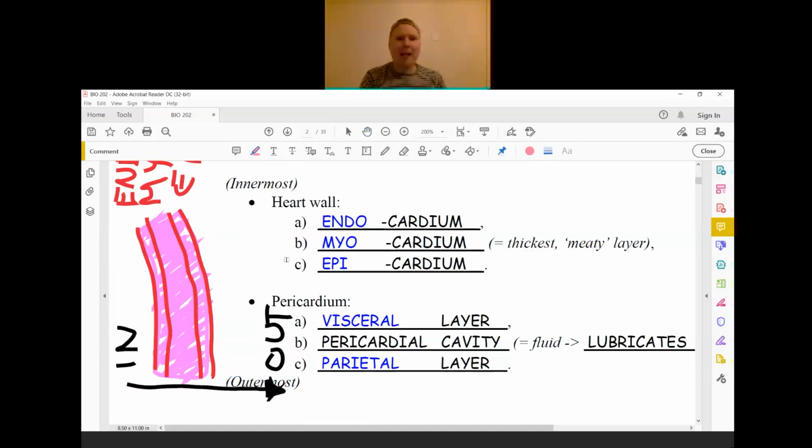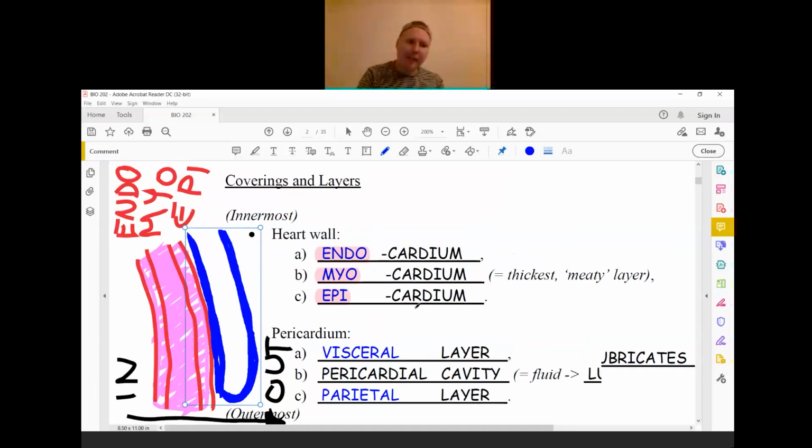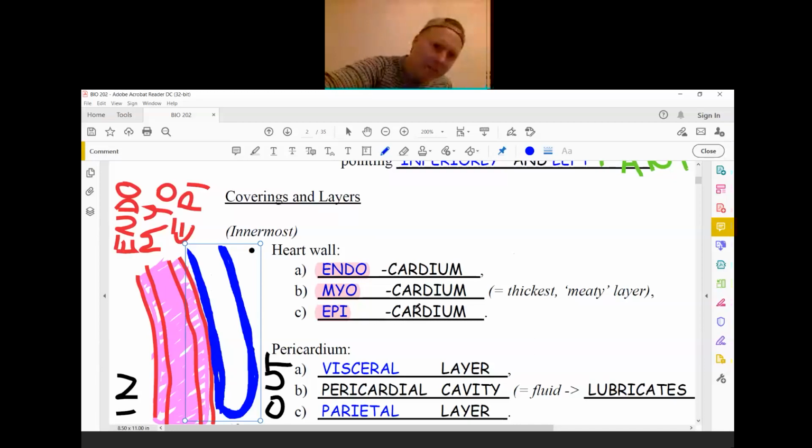This looks better. So our endocardium, the innermost, the middle thick layer, myocardium, and the outermost layer, epicardium. Well, the heart is also located inside this cavity, inside this connective tissue sac. And we're going to draw it here. It's got an inner layer, and it's also got an outer layer. So this innermost layer is our visceral layer, and the outer layer is our parietal layer.